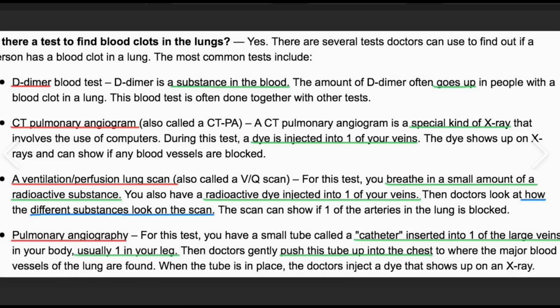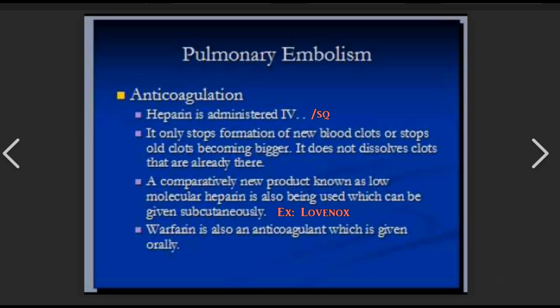A catheter is inserted into a large vein in your leg and is threaded to the heart through the pulmonary arteries, and then a contrast is injected and X-ray imaging is done to identify any filling defects. Now let's see the management of PE.